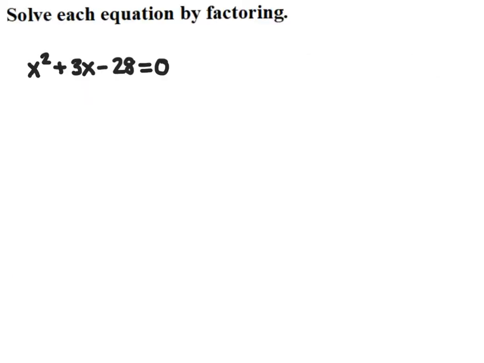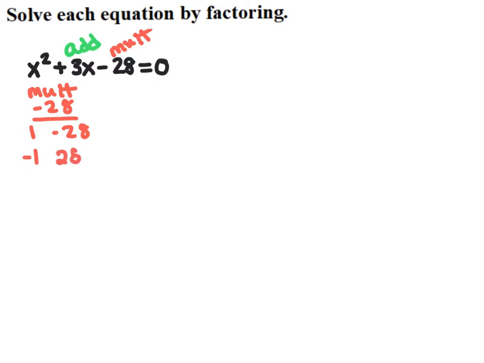So first, we are going to factor this expression. We need to determine what two numbers multiply to negative 28 and add to 3. So if I list all my numbers that multiply to negative 28, negative 28 divided by 1 gives you negative 28. Negative 28 divided by negative 1 gives you positive 28. Negative 28 divided by 2 gives you negative 14. Negative 28 divided by negative 2 gives you positive 14.